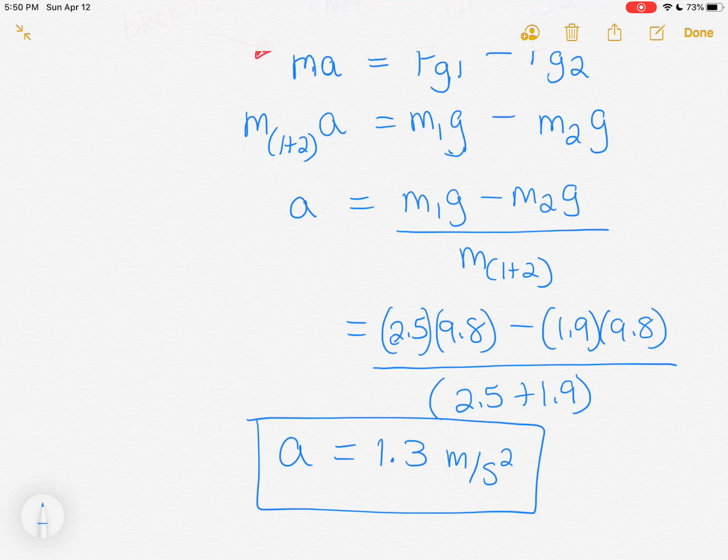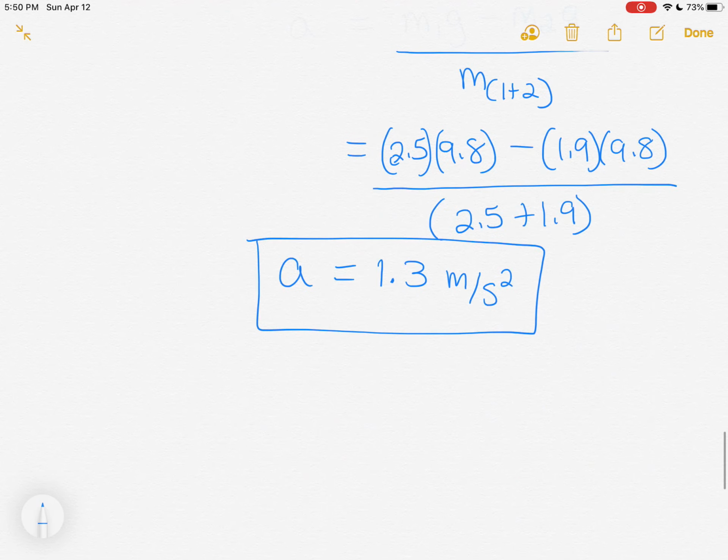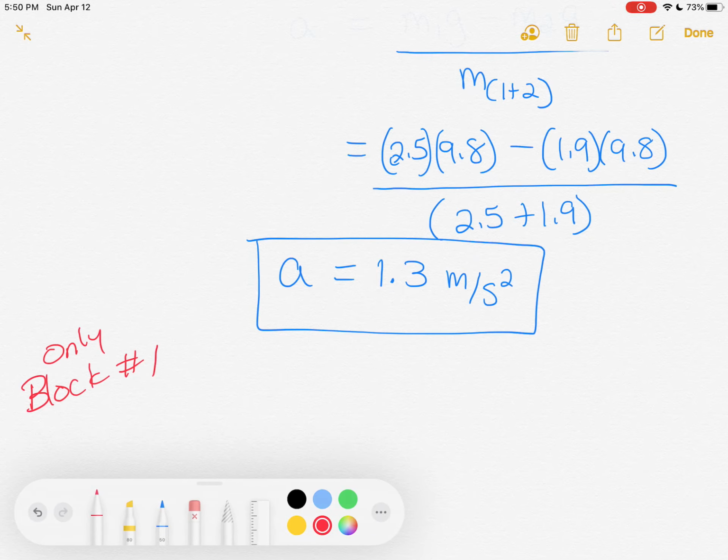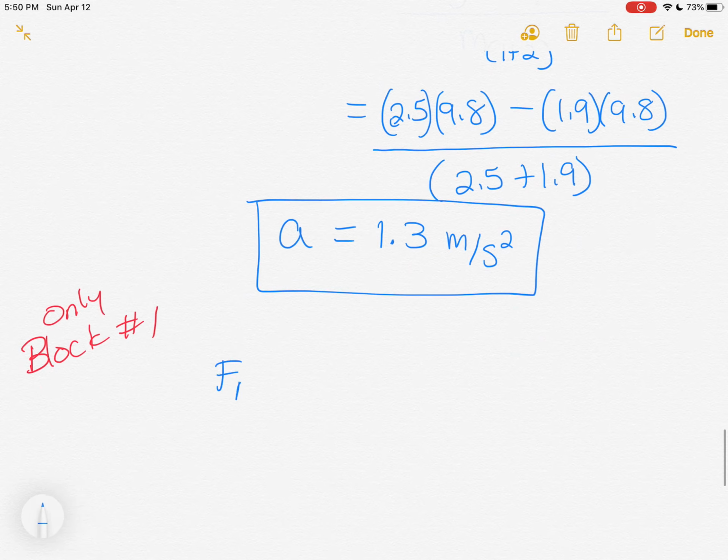Now we are looking for the tension. Just like we did with practice problem number 2, in order to find the tension, we're just going to choose one of our blocks to have a look at. So let's focus on block number 1 here. It doesn't matter which block you use. If we look at only block number 1, our F net is going to be our FG1 minus our tension. We're only looking at the forces acting on block number 1.